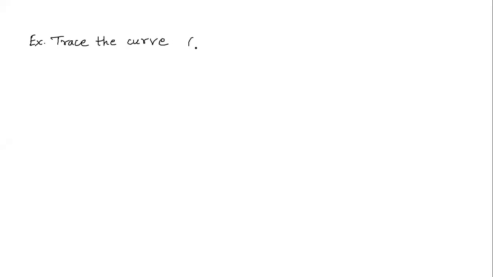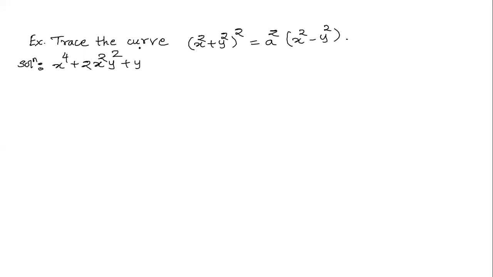Trace the curve (x square plus y square) to the power 2 is equal to a square into (x square minus y square). So such a big problem. Nothing is big or small, that is our mentality. So let us try to simplify this. It will be x to the power 4 plus 2 x square y square plus y to the power 4 minus a square x square plus a square y square is equal to 0. So we can see there are only even powers of y. The curve is symmetric about the x-axis.